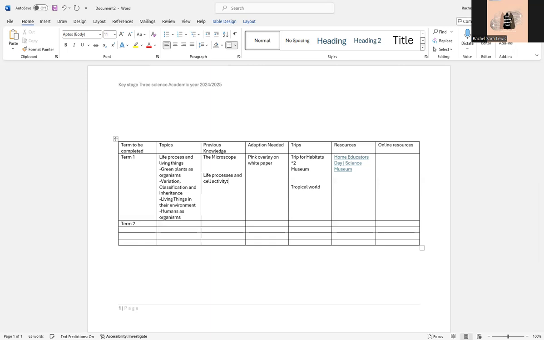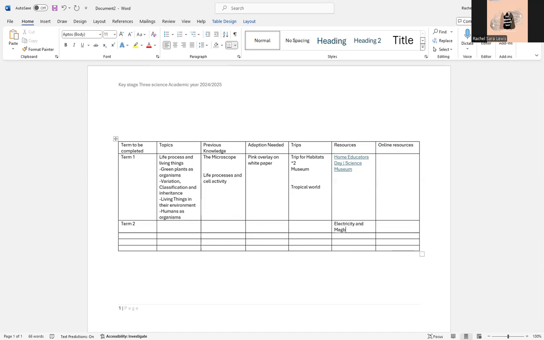So we have a lot of life processes and cell activity she's already gone through because she was initially interested in it. Because I have the kit and because it's not something I then need to go and purchase, the next thing we're moving on to is electricity and magnetism.